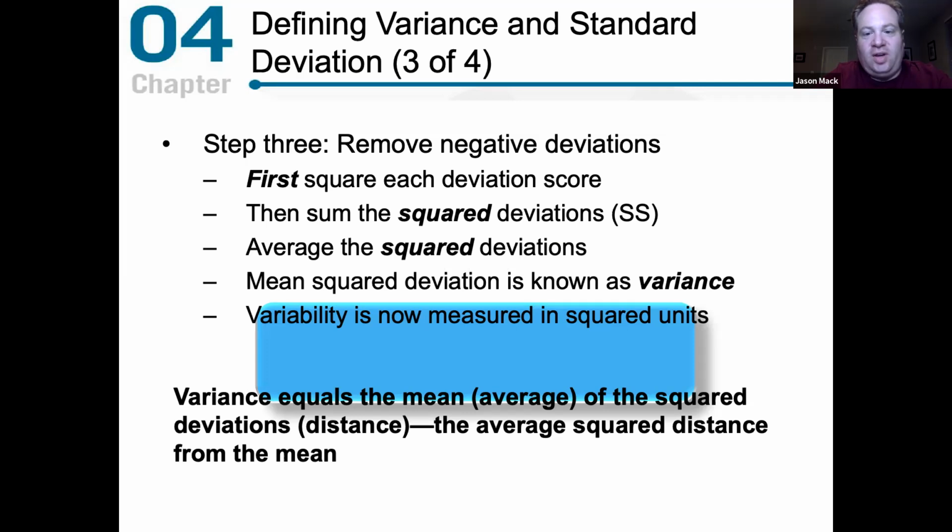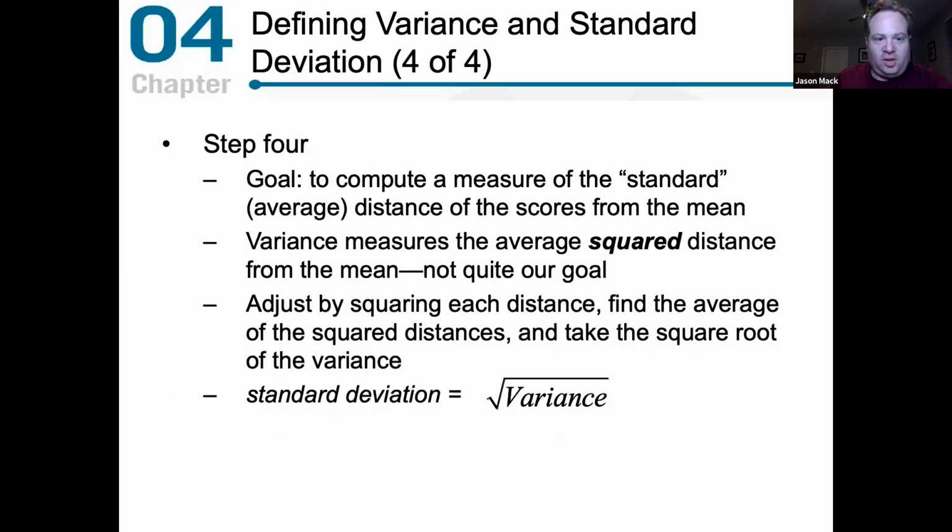The mean squared deviation is known as variance. Variability is now measured in squared units. Variance equals the average of the squared deviations, the average distance squared from the mean. So we have some worksheets where we walk through that a little bit, and we'll walk through it as we continue here with the course.